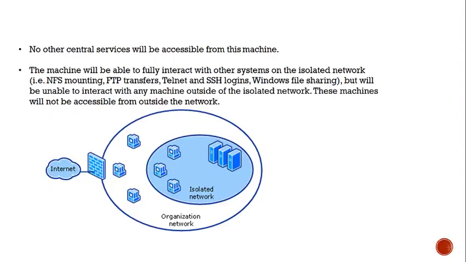So the machine will be able to fully interact with other systems on the isolated network, but will be unable to interact with any machine outside of the isolated network. This machine will not be accessible from outside of the network. As you can see in the figure, you can interact with the machines in the isolated network itself, but you cannot interact with machines outside of it, and you cannot access the internet because it's an isolated network.